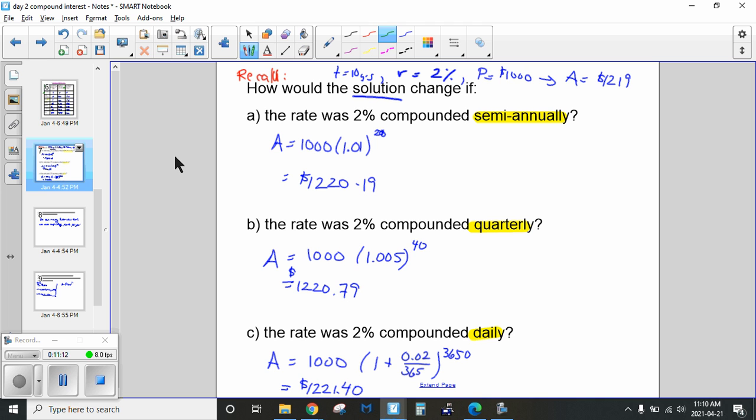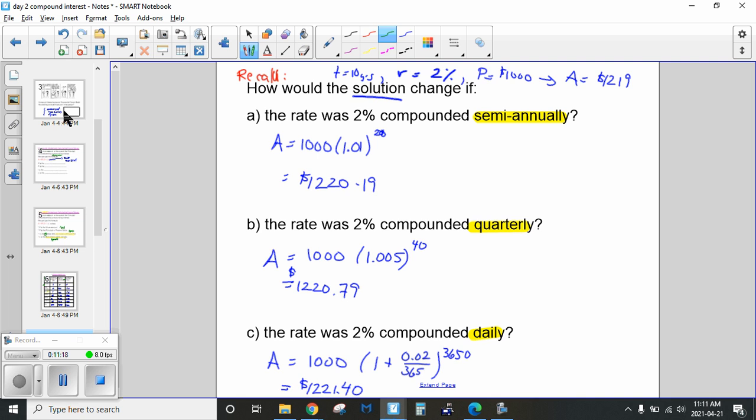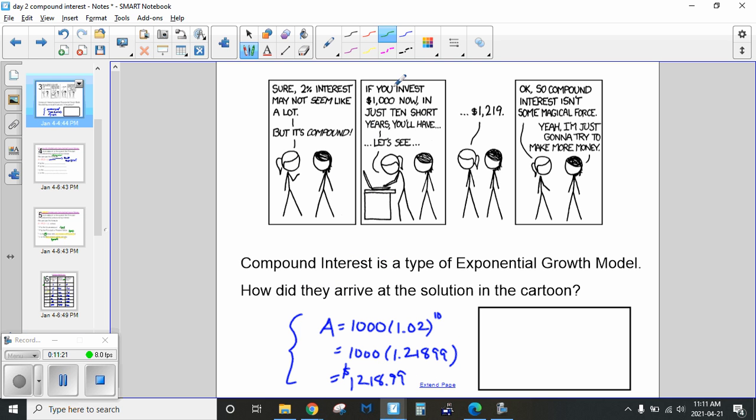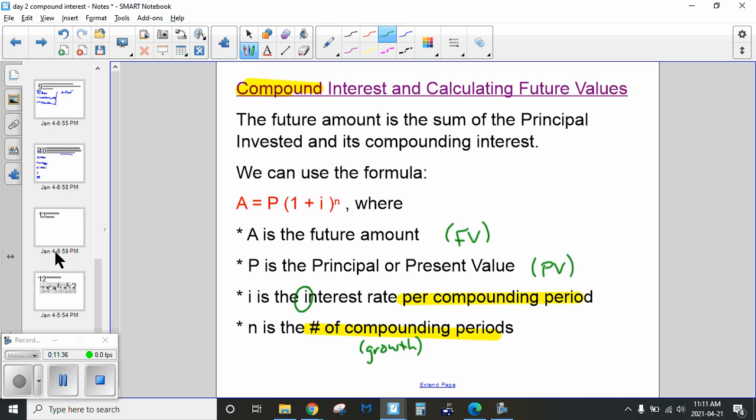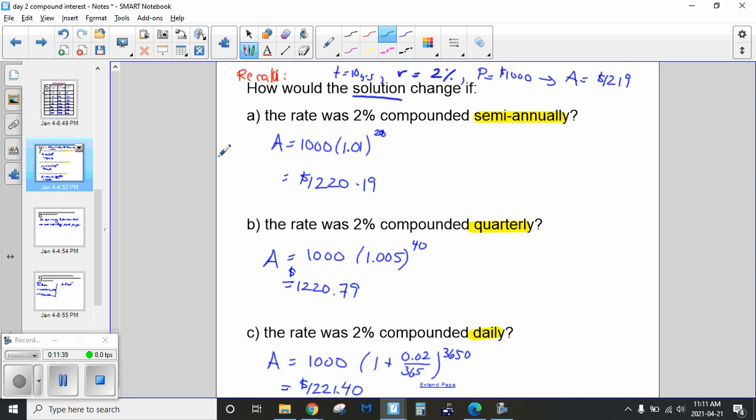Okay, so this is not on your handout, but it refers back to that cartoon. So I'm just going to flip back there for a second. So this one, they were starting with $1,000, collecting 2% interest, compound interest, and ending up with $1,219. Okay, so this is kind of a follow-up question. How would that amount of money change if we were compounding semi-annually? Okay, so we were assuming in that first one that we got all of our interest once at the end of the year. What if we split it into two chunks?